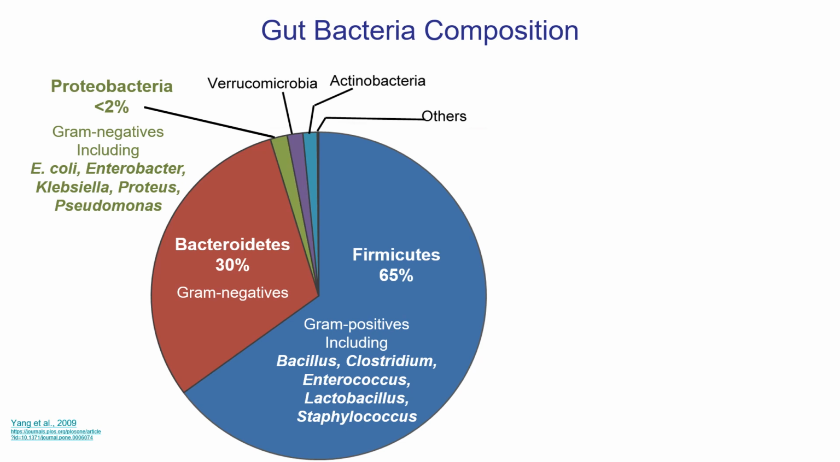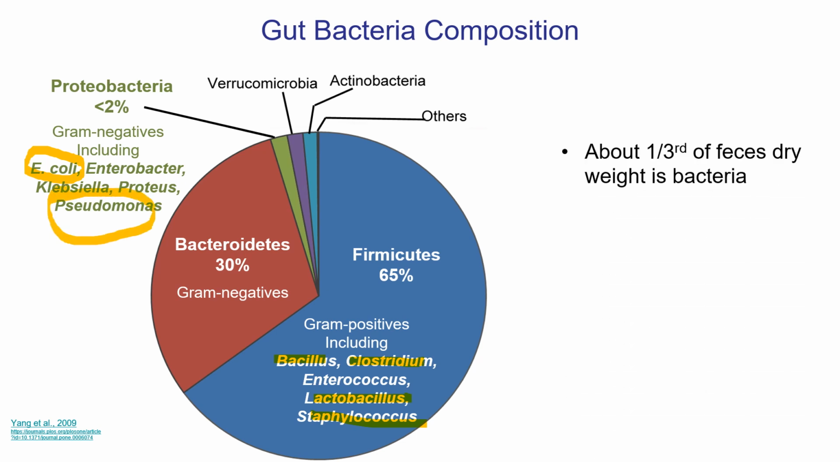So there are many, many organisms that live or at least go through the gut. You can see the big list here. We're talking about Firmicutes and Bacteroides. These are really just gram-positive and gram-negative groups. Some of the organisms you may recognize: Bacillus, Clostridium, Lactobacillus, Staphylococcus, gram-positives. The gram-negatives you may recognize: E. coli and Pseudomonas.